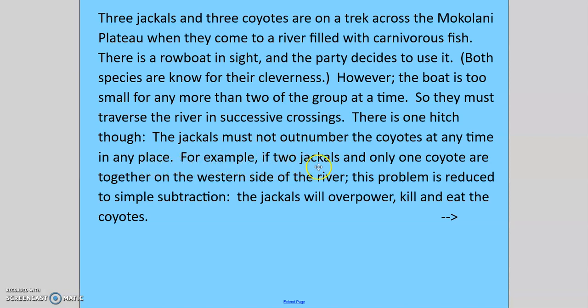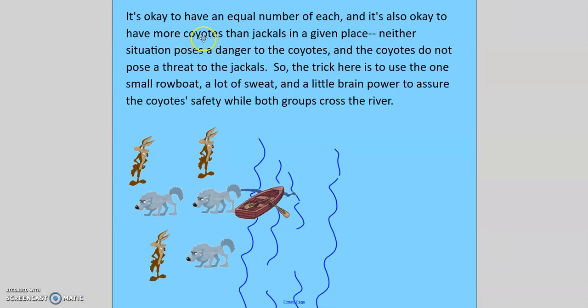For example, if 2 jackals and only 1 coyote are together on the western side of the river, this problem is reduced to simple subtractions because the jackals will overpower, kill, and eat the coyotes, and we want to avoid that. So you can have an equal number of each, and it's also okay to have more coyotes than jackals. Neither of those are a danger, and the coyotes do not pose a threat to the jackals. So the trick here is to use this one small rowboat, a lot of sweat, and a little brain power to assure the coyotes' safety while both groups cross the river.